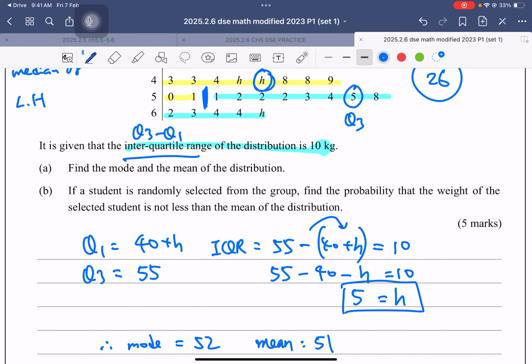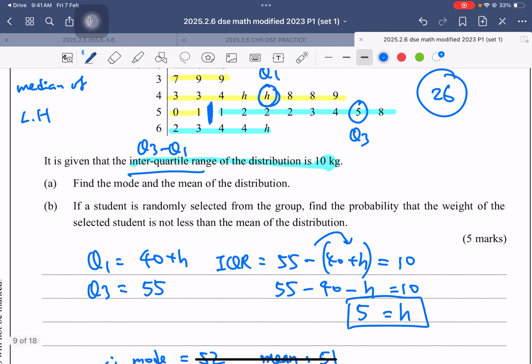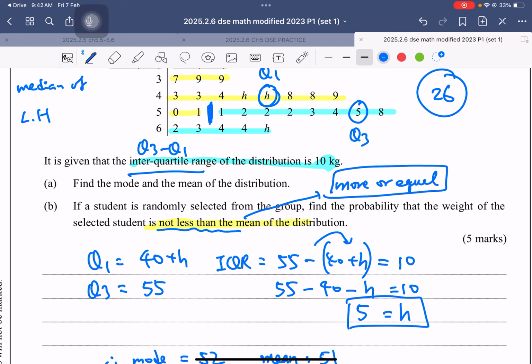Just remember the meaning of IQR and then do it step by step. Okay, so part B. If a student is randomly selected from the group, some of you got it wrong, so listen if you got it wrong. Find the probability that the weight of the selected student is not less than... Ria, what's the meaning of not less than? More than, just more than? More than or equal to. More or equal. So this means more or equal.